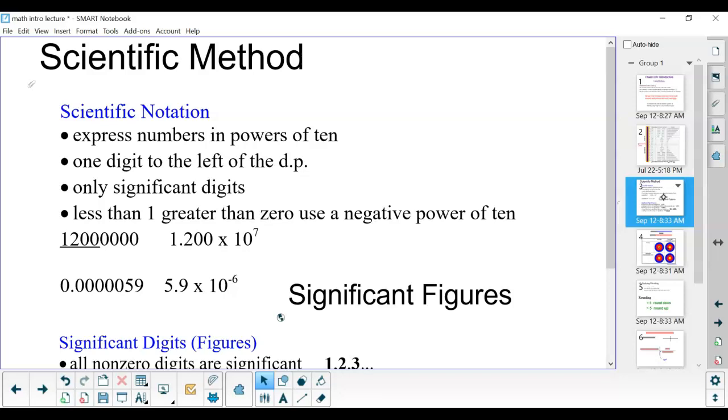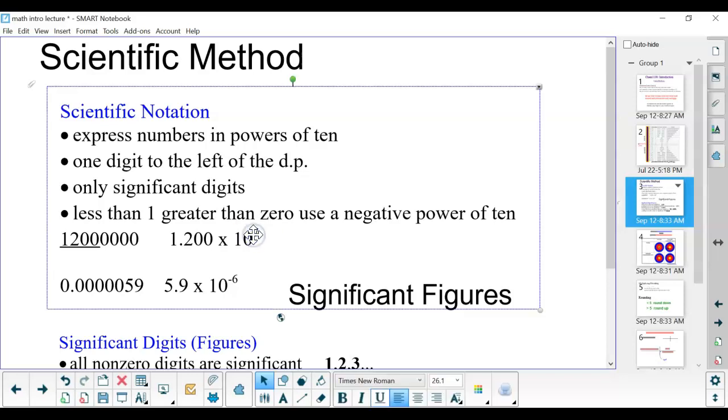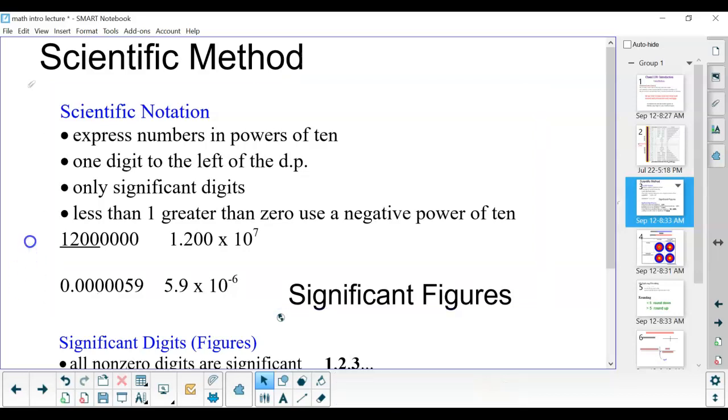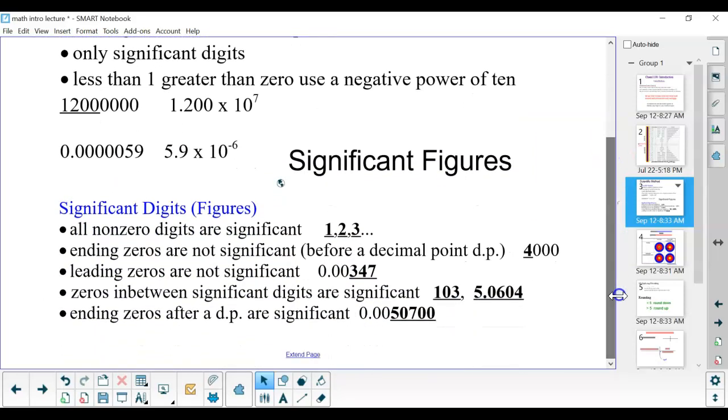If we have a value that's larger than 1, our exponent's going to be positive. And if we have a value that's less than 1, our exponent's going to be negative. This bar underneath shows which values are significant, and that's why they're included. These leading zeros are not significant. So let's take a look at some of those rules.